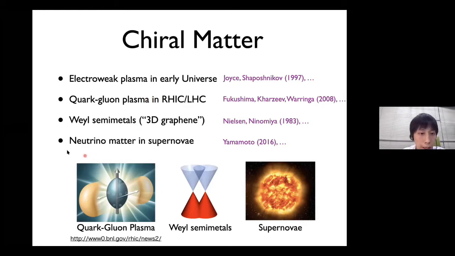Finally, neutrino matter realized in core-collapse supernova explosions is also a system where chiral transport phenomena can be relevant, because neutrinos are only left-handed within the standard model of particle physics. And I will discuss this subject in more detail later.